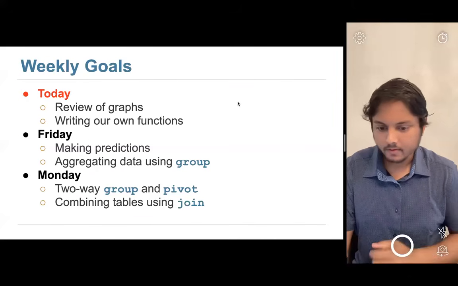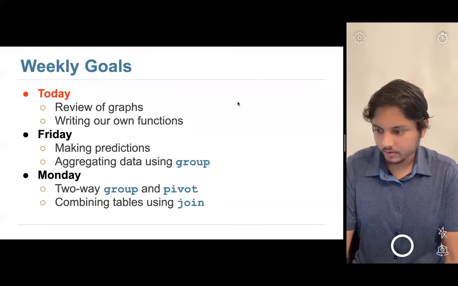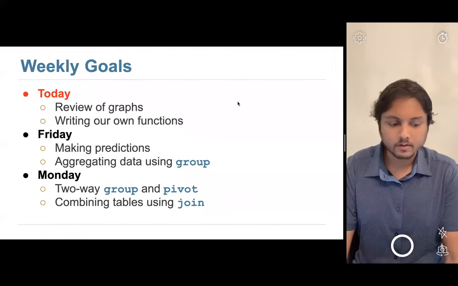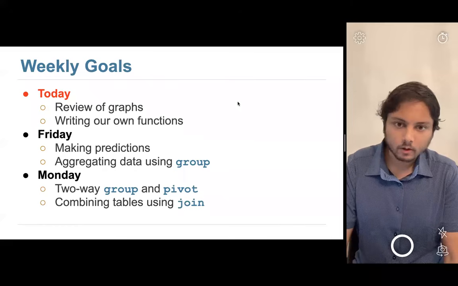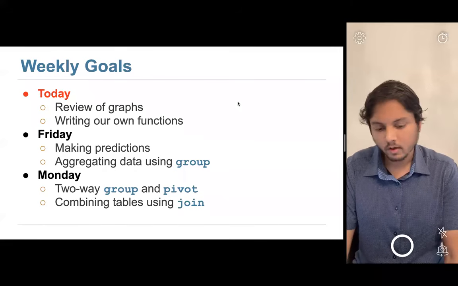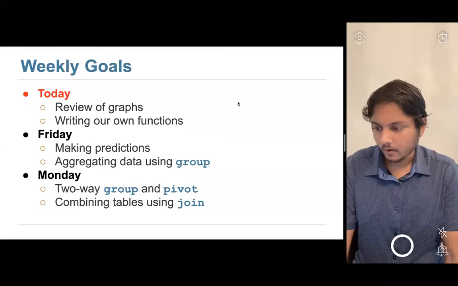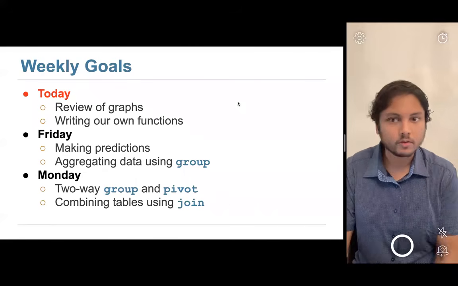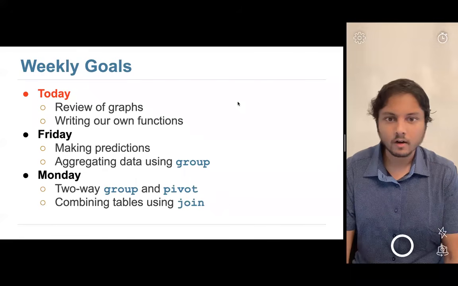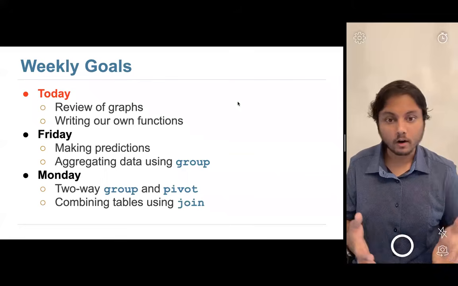And then in terms of weekly goals, last time we talked about distributions, we talked about categorical distributions, we talked about numerical distributions. So today we'll just review some of those things. There's a few things we didn't quite get to. We'll start talking about how we can write our own functions. So we've been using functions throughout the class so far. So today we'll talk about how we write our own.